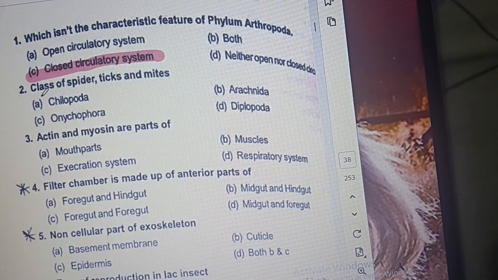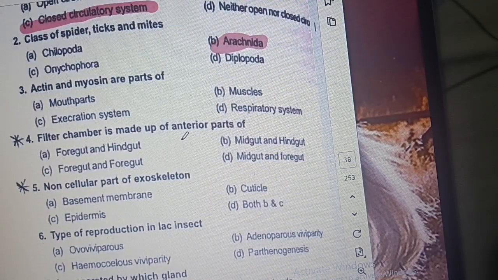The next question is the class of spiders, ticks and mites. These all belong to the Arachnida. Sometimes the Arachnida can also be called Chelicerata, so that is also an answer for this question. Then the next question is, actin and myosin are the part of. So actin and myosin are the part of the muscular system.